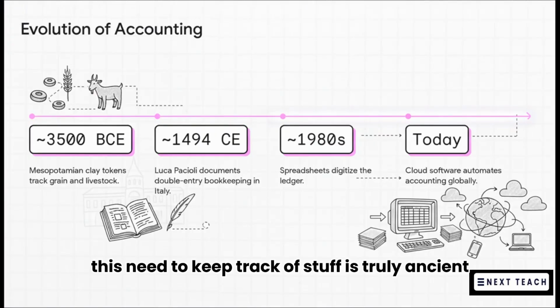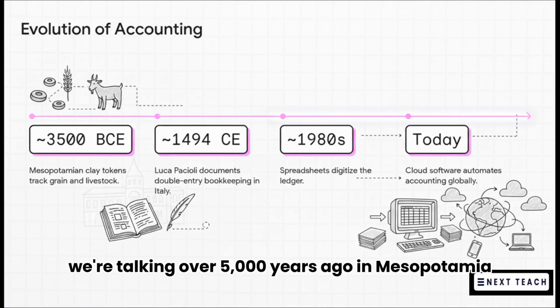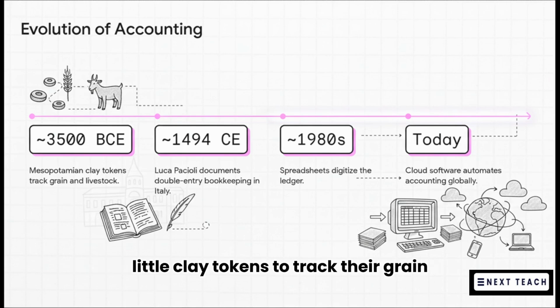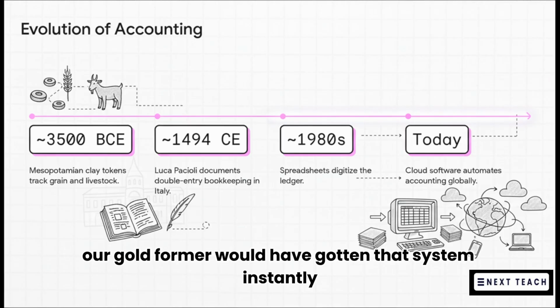I mean, this need to keep track of stuff is truly ancient. We're talking over 5,000 years ago. In Mesopotamia, people were using these tiny little clay tokens to track their grain and their animals. Our goat farmer would have gotten that system instantly.